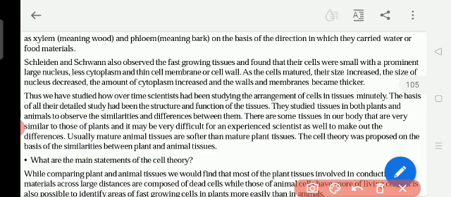Usually mature animal tissues are, listen, there is one difference. When the plant grows big, the stem becomes very thick and hard. But when people grow big and become old, their skin will become soft. This is the difference between plant tissue and animal tissue. Mature animal tissues are softer than mature plant tissues. Mature plant tissues are hard and thicker. Mature animal or human being tissues are soft. The cell theory was proposed on the basis of the similarities between plant and animal tissues.